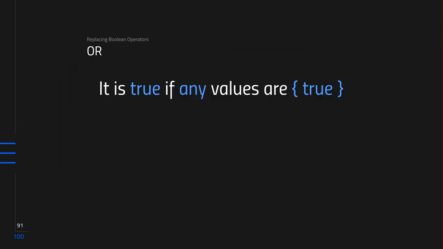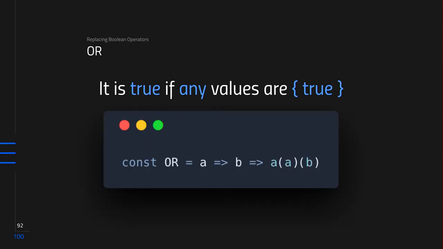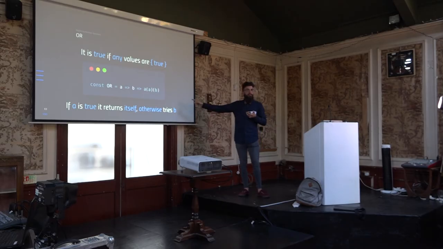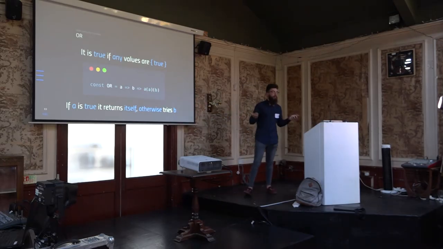Or. So or needs to return true if any values are true. So the or function is just a, a, b. Because if a is true, it returns itself, because or just needs one true. Otherwise, it tries b. So if b is false, it's going to be false. If it's true, well, or is going to return true.